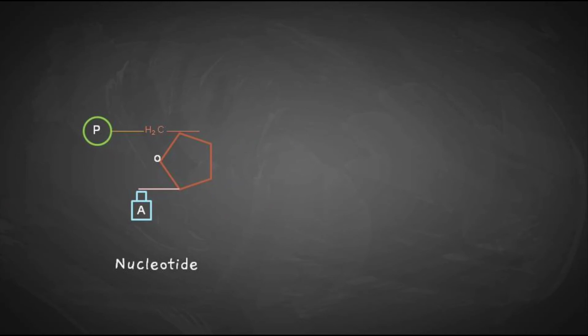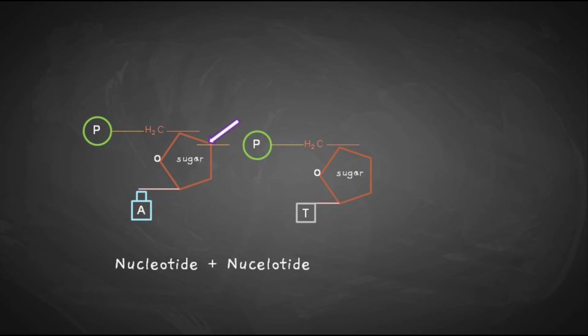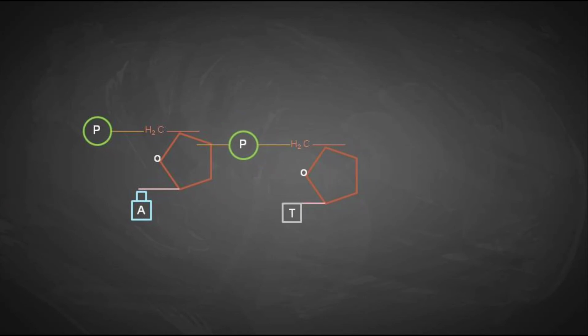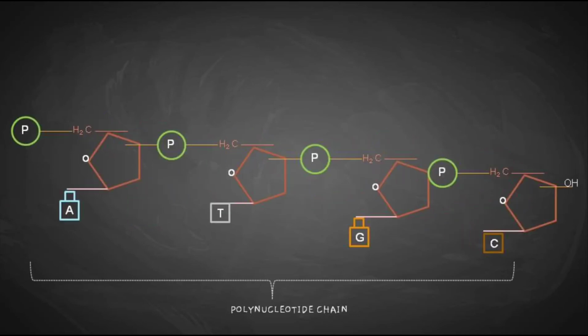Let us see how nucleotides are joined to each other. Here is our first nucleotide, and to the 3' carbon the phosphate group of the next nucleotide will be attached. The linkage that is formed between the 3' carbon and the phosphate is called a phosphodiester linkage. Similarly, to the 3' carbon of this nucleotide, the phosphate group of the next nucleotide is added. In such a manner, many nucleotides are joined to one another to form a polynucleotide chain.